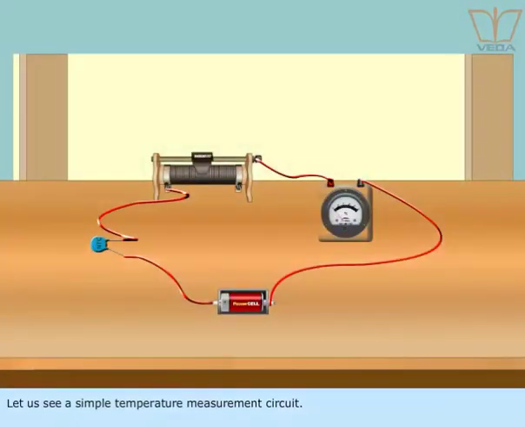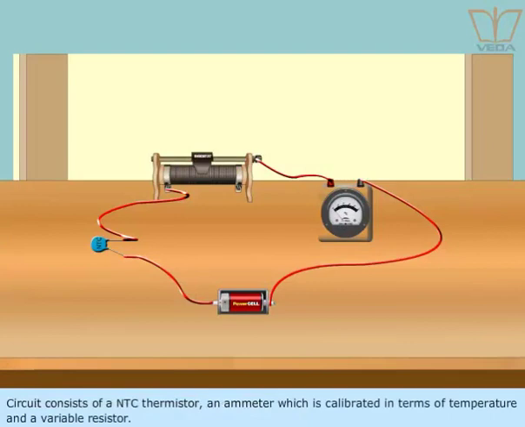Let us see a simple temperature measurement circuit. Circuit consists of a NTC thermistor, an ammeter which is calibrated in terms of temperature, and a variable resistor.